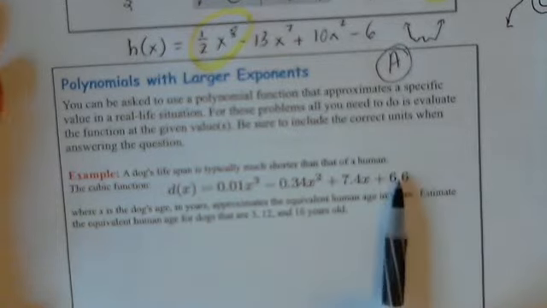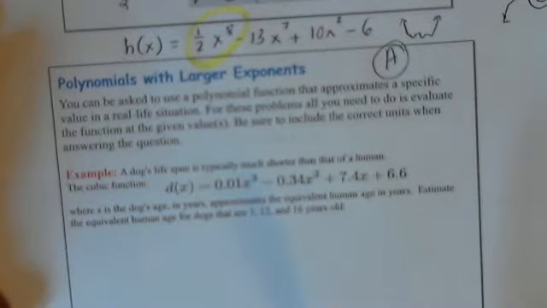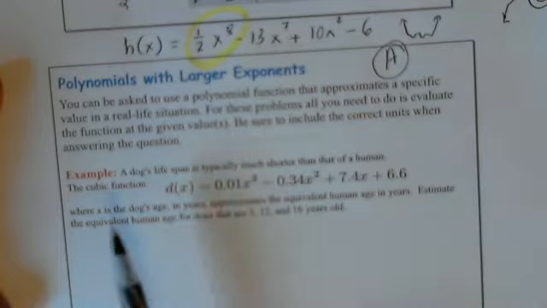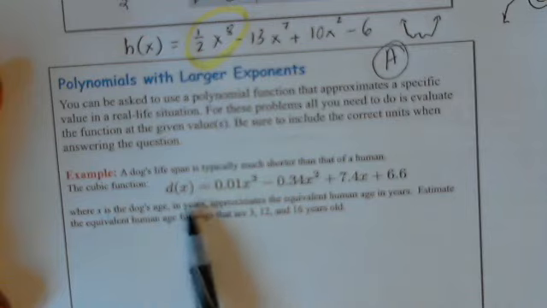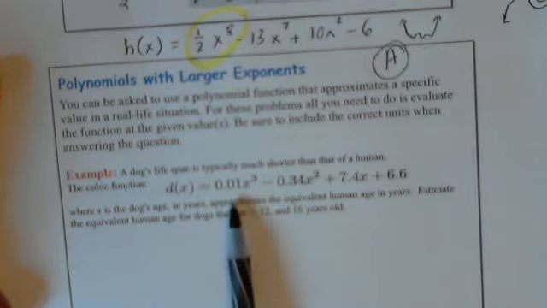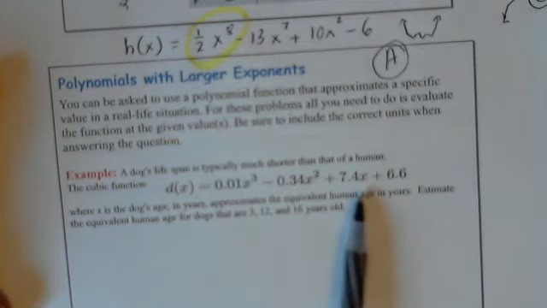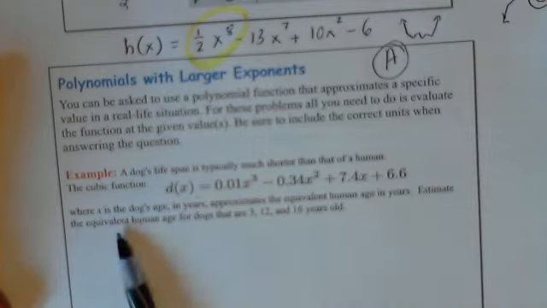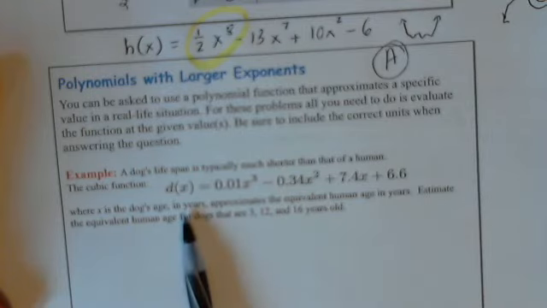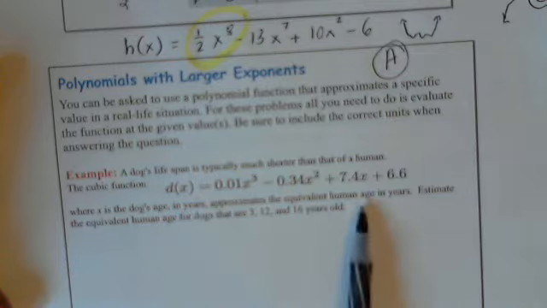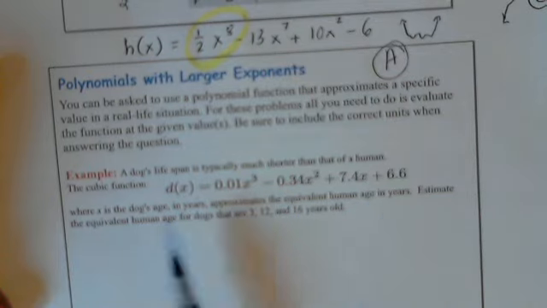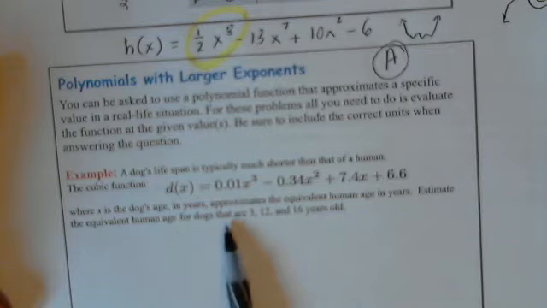It's a nice big long function. To the third power is the leading term. And we're going to read carefully and find out how we're going to use this function. A dog's lifespan is typically much shorter than that of a human. The cubic function d of x equals 1/100th times x cubed minus 34/100ths times x squared plus 7.4 x plus 6.6, where x is the dog's age in years, approximates the equivalent human age in years. Estimate the equivalent human age for dogs that are 3, 12, and 16 years old.